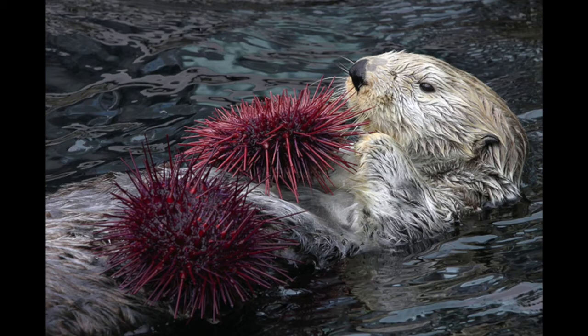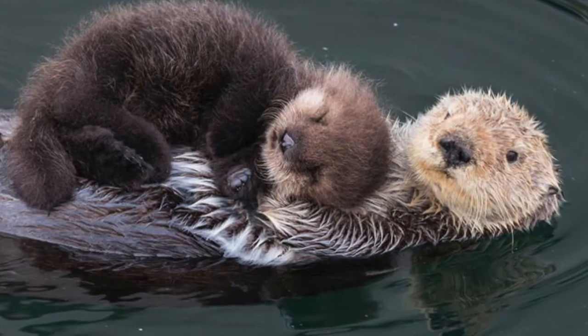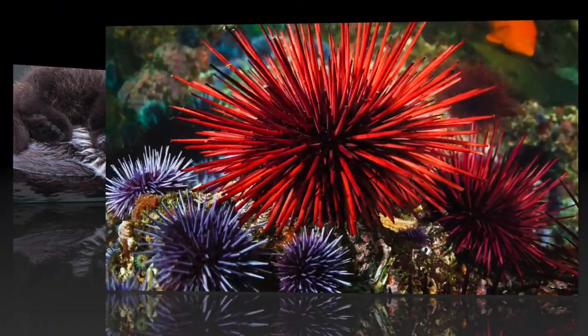A good example of this delay can be seen in the relationship between sea urchins and otters. As sea urchin populations exponentially rise, otter populations rise by similar amounts. When the sea urchin population crashes, otter populations decline with some lag time. This pattern repeats, causing sea otter and urchin populations to oscillate together.